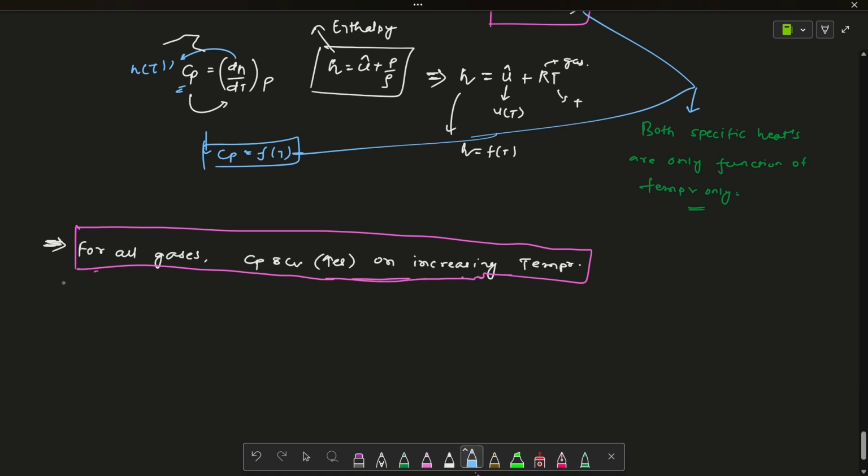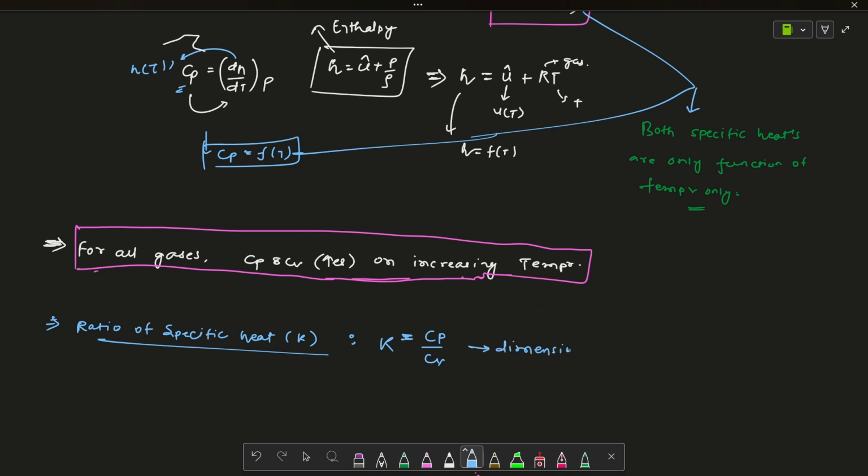Now one more thing that we are going to discuss here is K, the ratio of specific heats. It is defined as K equal to Cp by Cv. Obviously, ratio of specific heats, Cp by Cv, so it's a dimensionless quantity, and its value is always greater than 1.